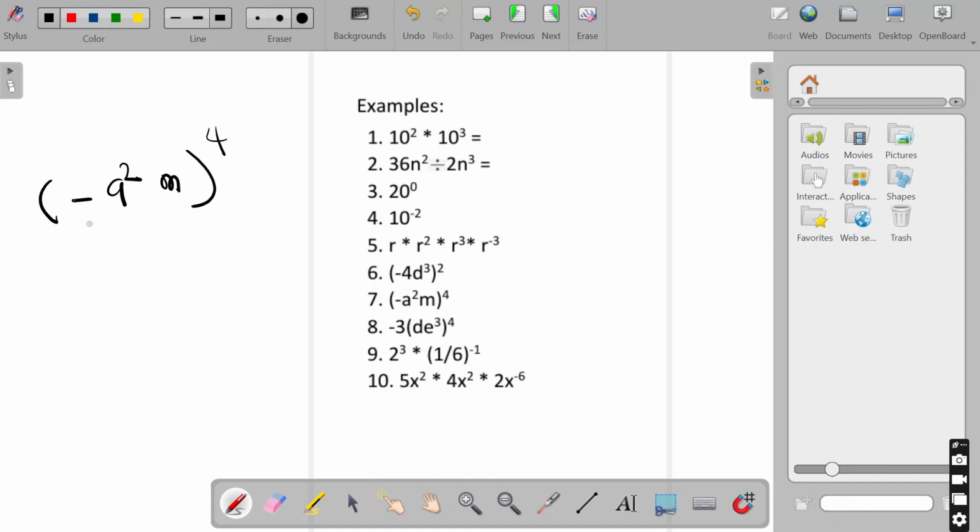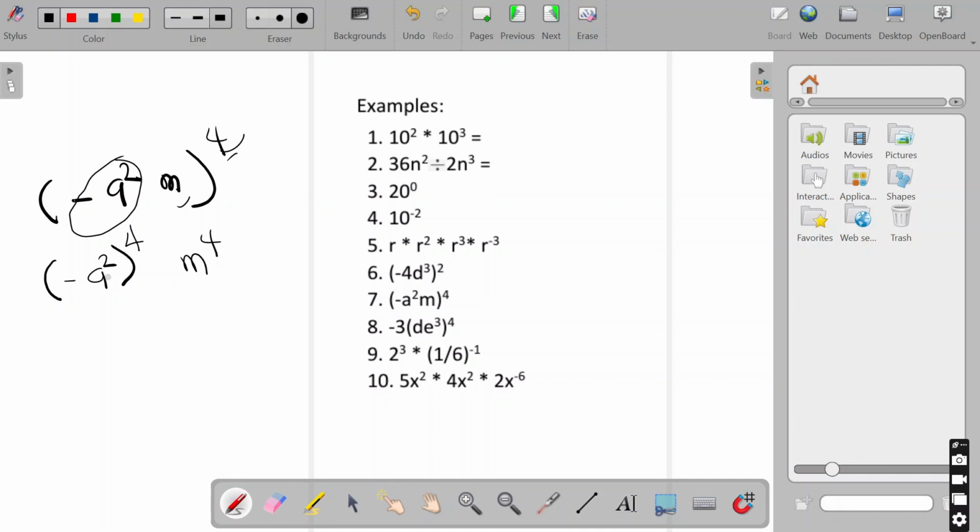So when minus is raised to the power of 4, minus times minus is plus, times minus becomes minus, and minus again becomes plus. So that will be plus. If you want to break it down, minus a squared will be raised to the power of 4, and m itself will be raised to the power of 4. You just split them.